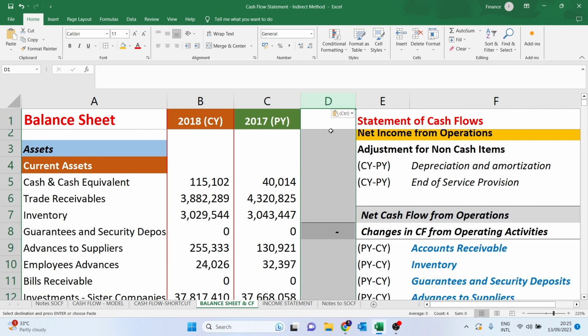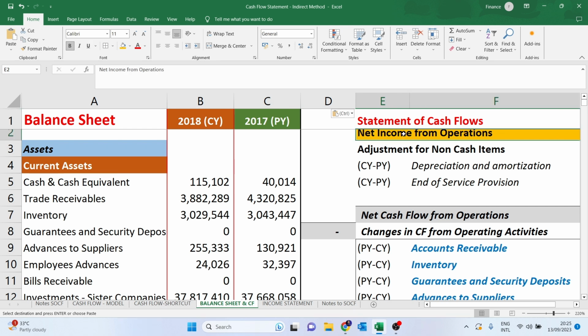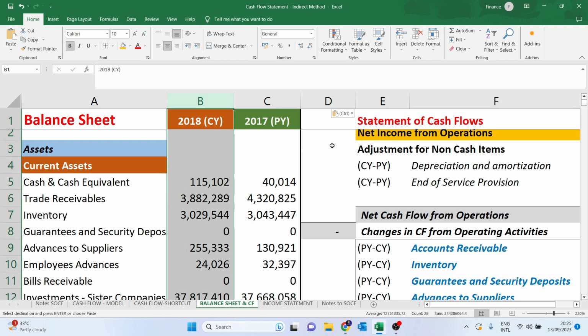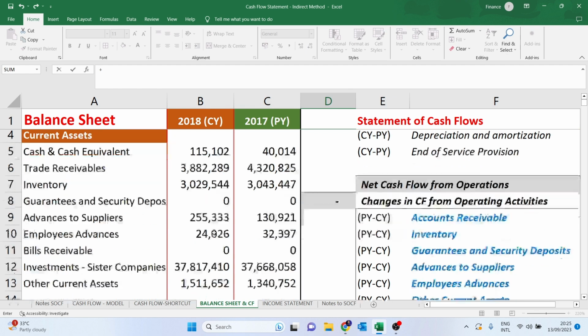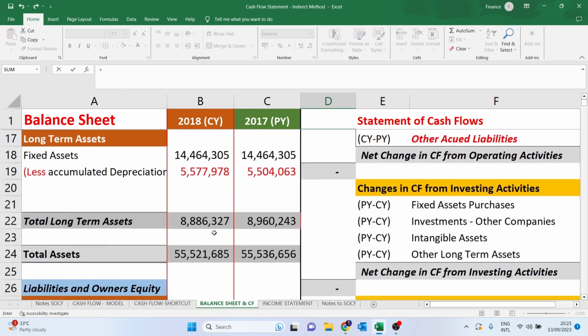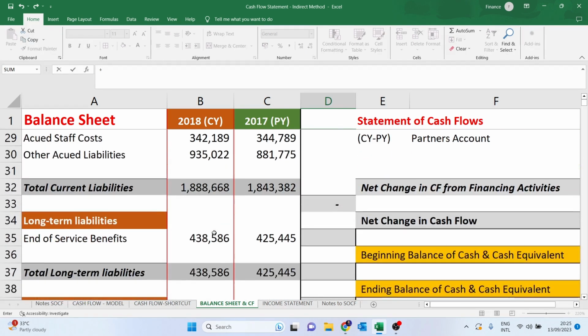We are going to prepare the statement of cash flows in this column because we have the balance sheet here. Now, for preparing the statement of cash flows, we need the net income from operations for the current year, because we are going to prepare for 2018. Let us check what is the net income for 2018, which you can see in the balance sheet itself.